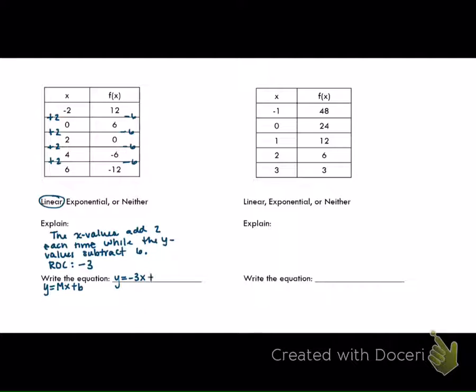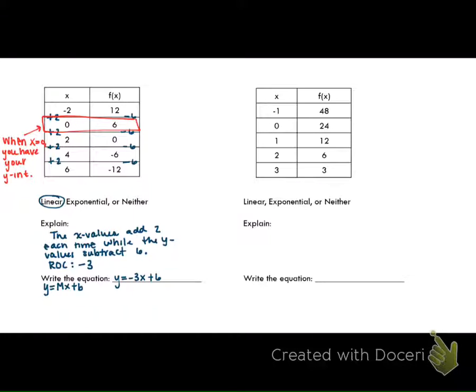Why did you say plus 6 for your y-intercept? Because when x is 0, y is 6. Whenever your x is 0, you have your y-intercept. So when x is 0, you have your y-intercept. Very good. Questions on the first one?